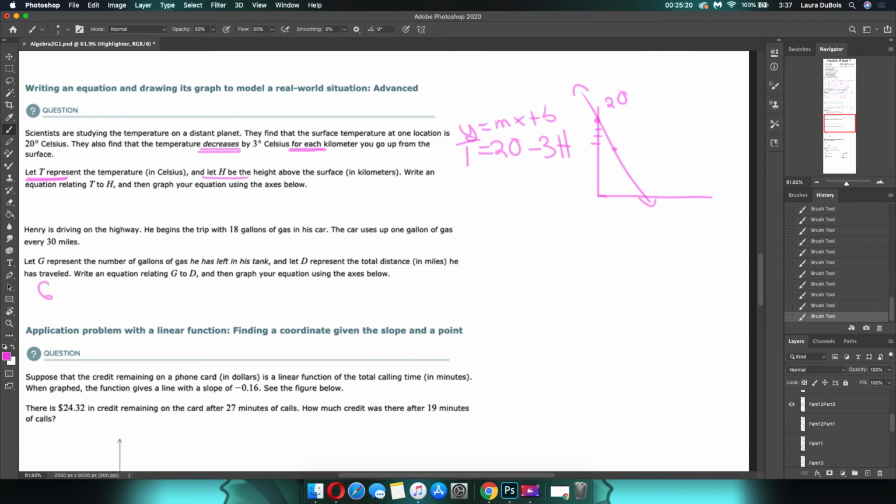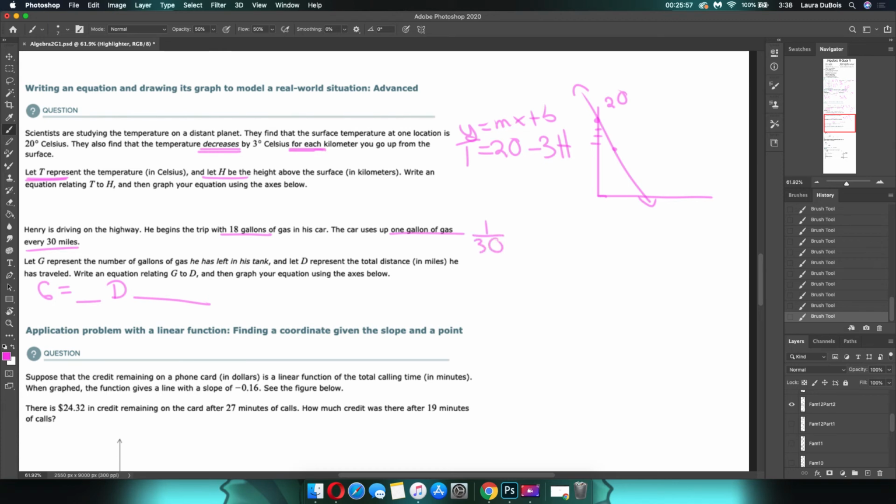So G equals number D something. That's what we're looking for. So now we've got to figure out which number goes where. We have two numbers. We have the 18 gallons, and then the car uses up 1 gallon of gas for every 30 miles. That's tricky. Again, I tried to find the ones that gave you tricky. So you're using up 1 gallon of gas, because when you're looking at your graph, gas is what you're measuring.